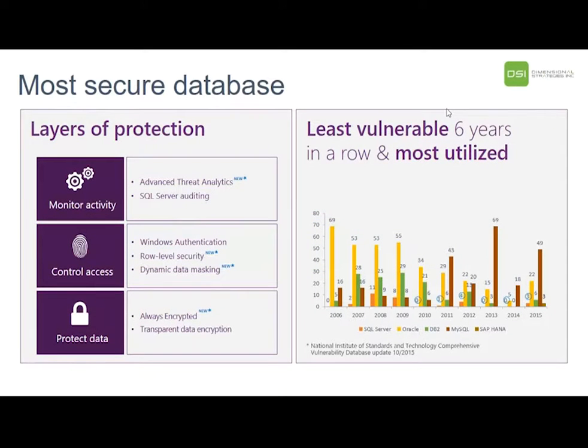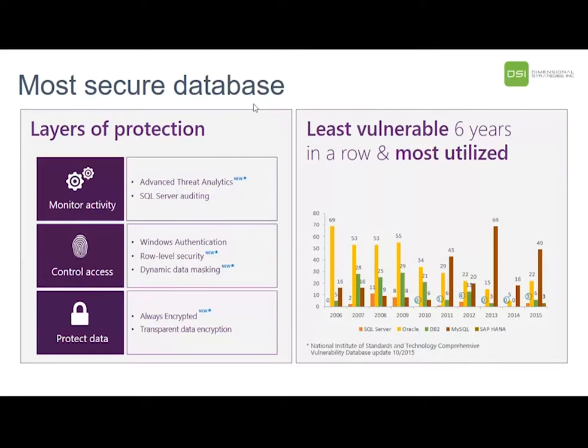Some very interesting new features have come into 2016 around security: the advanced threat analytics. Auditing has been around for a while. Authentication is something we're all familiar with, but there's two new features that really are interesting. One is row-level security, and the other is dynamic data masking. There's also Always Encrypted, and transparent data encryption we've had since 2008, but it has been enhanced in 2016.